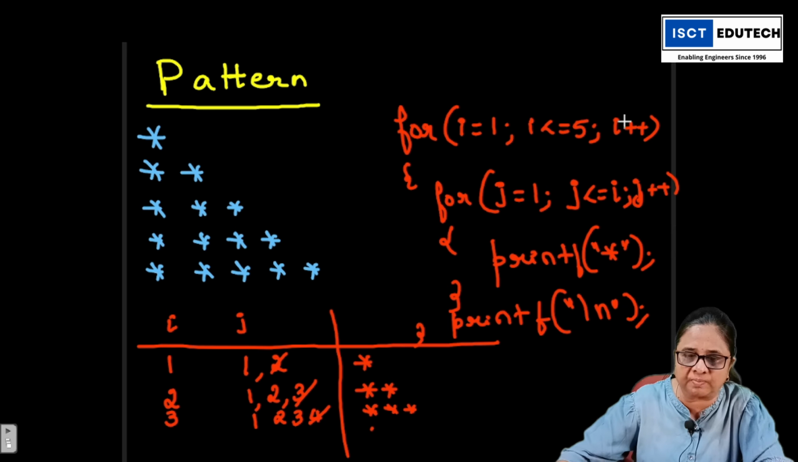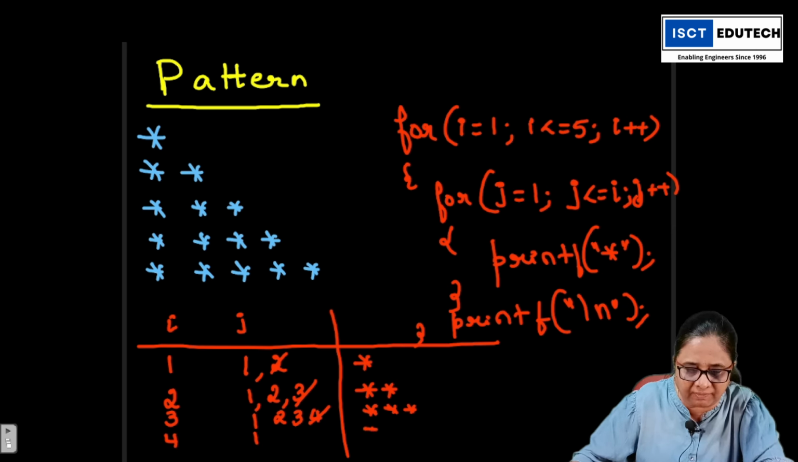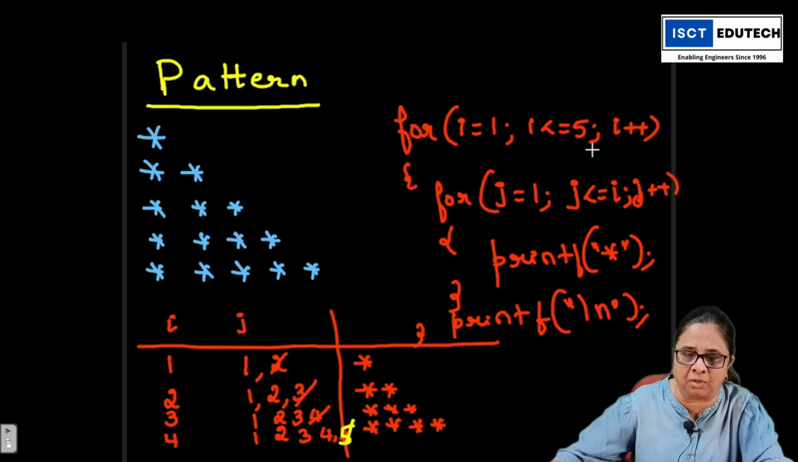Then from here it goes back to I. I becomes 4. J restarts with 1. So I will get 1 star. J becomes 2. 2 less than or equal to 4. Yes, print a star. J becomes 3. Less than 4. Yes, print a star. J becomes 4. 4 less than or equal to 4. Yes, print a star. Then J becomes 5. This is false. Comes out. Slash n and cursor goes to the next line.